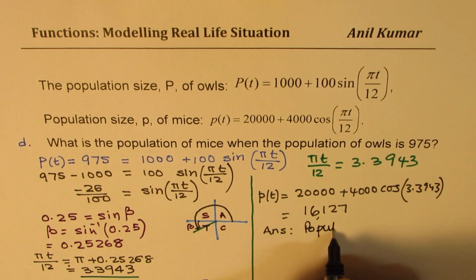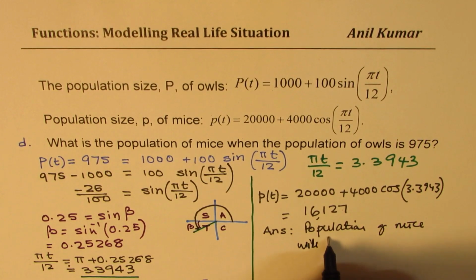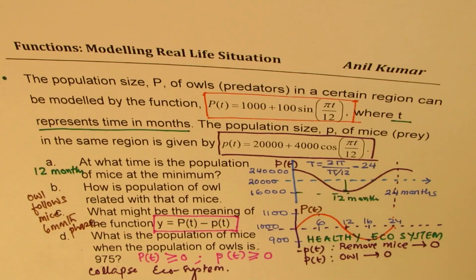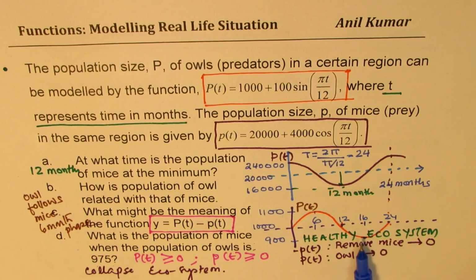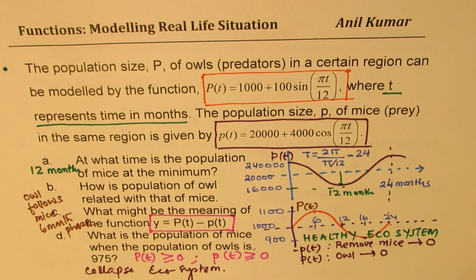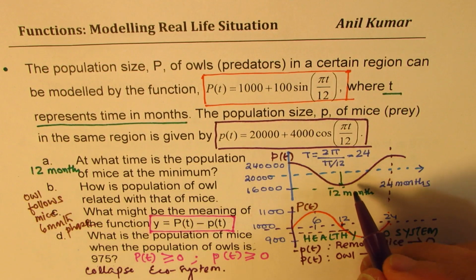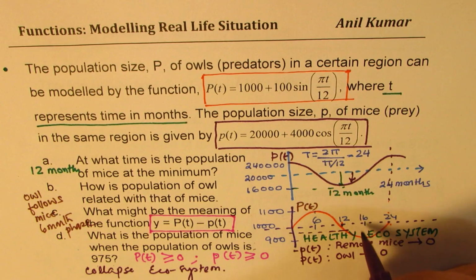population of mice will be 16,127 if the same model is followed, correct? It makes sense, as you can see from here, that if the population of owl falls, that is to say, below 1,000, right? So somewhere here, below 1,000, right? So in that case, the mice population is recovering, right? So it is kind of here. Does it make sense to you?